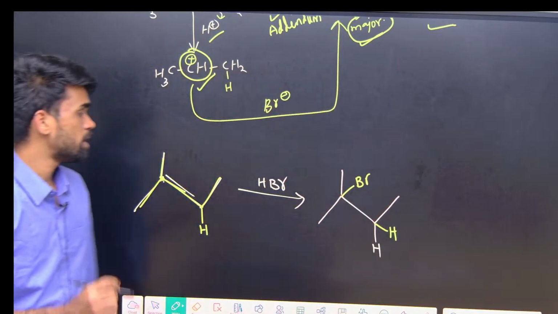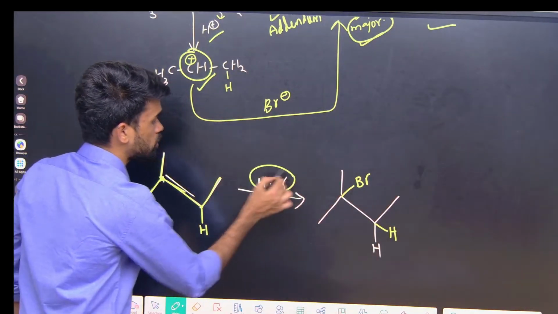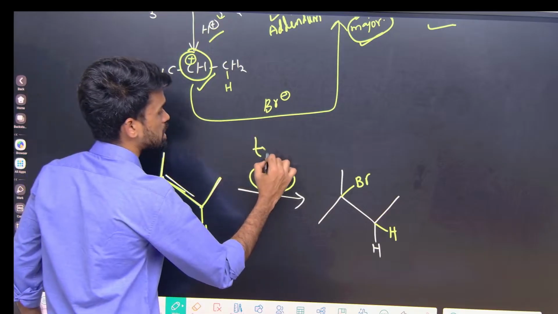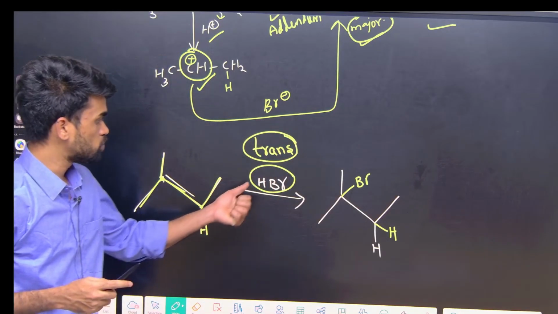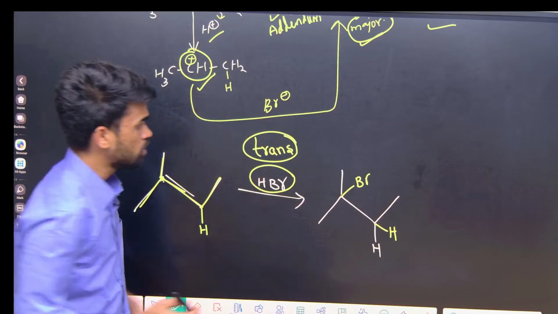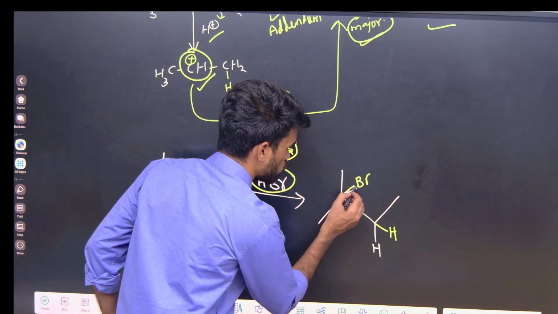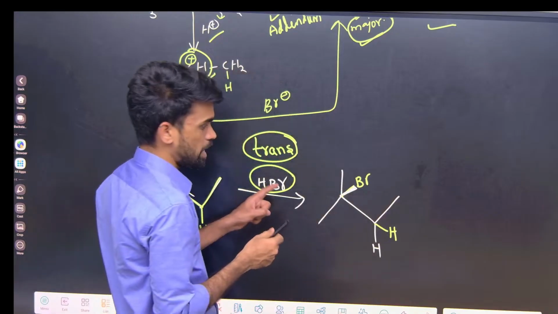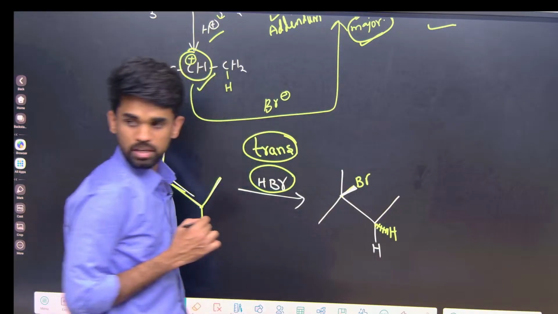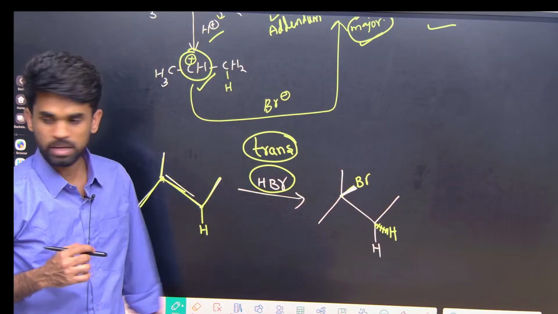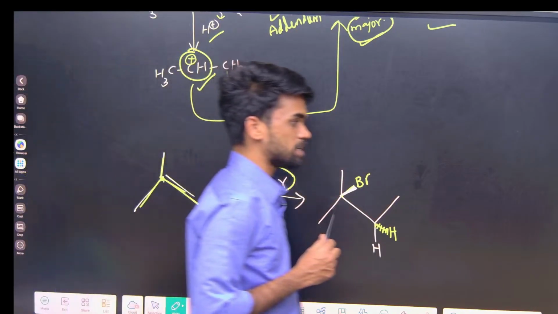Okay, and remember, addition of H and Br to the double bond follows trans addition. What addition? Trans addition. It means whatever groups, H and Br, you are adding, one should be added from above the plane and the other from below. H and Br should be on opposite planes to each other like this. If H is below the plane, Br should be above the plane. Okay, trans addition you can remember.